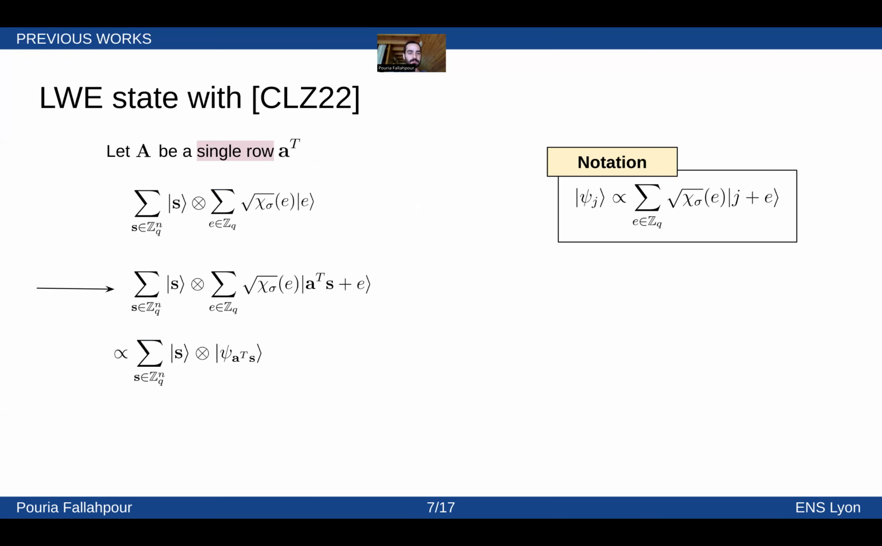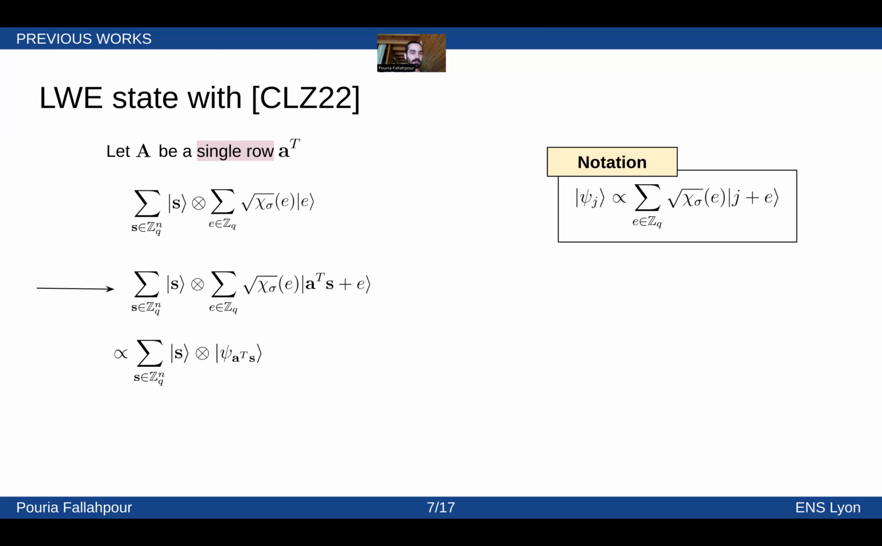So recently there was a different approach by different authors. Let me explain what they do. But for the sake of simplicity, first let's assume that A is just a single row. We do the same as before, but be careful that the noise state is one-dimensional now. So they observed that the second register contains a little bit of information about the secret S in the form of an inner product with the row of the matrix A.